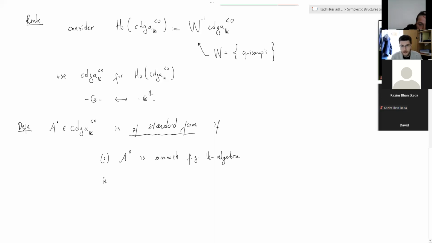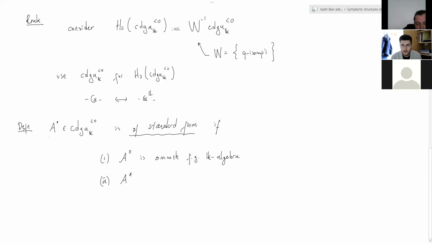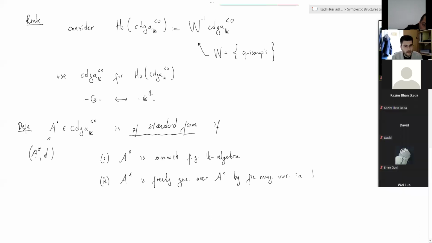And secondly, second condition: A star. Remember the notation, A dot means we have this pair, A star, the graded part, and the differential D. A star is freely generated over A0, the degree 0 part, by finitely many variables in each degree.